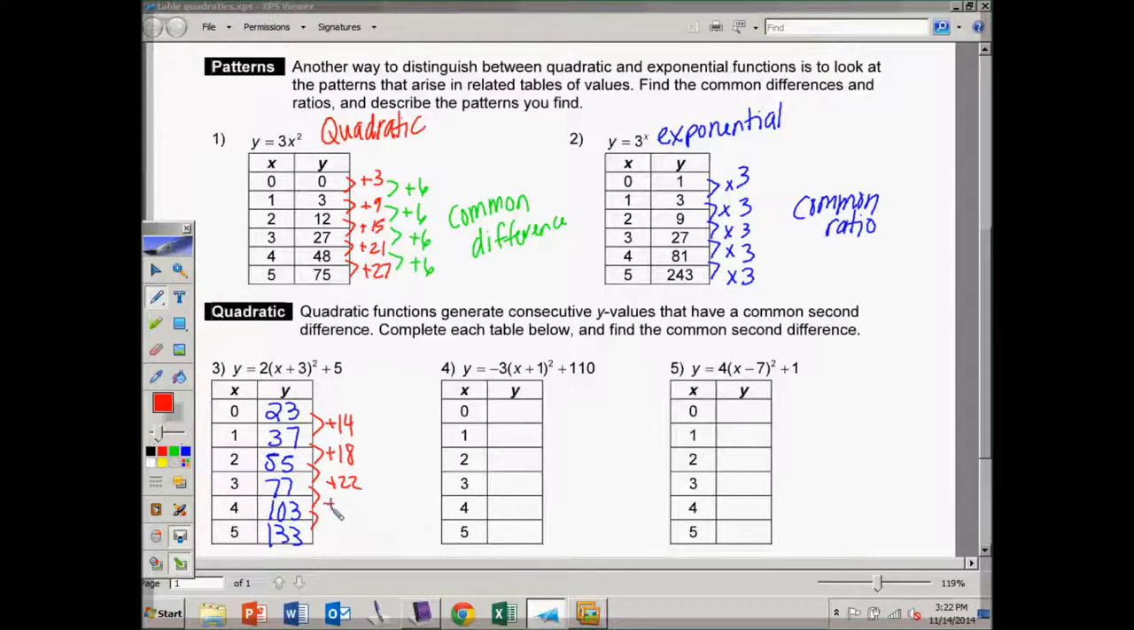26. And how do I get from 103 to 133? 30. So when I look for my second difference, I add plus 4. Plus 4.